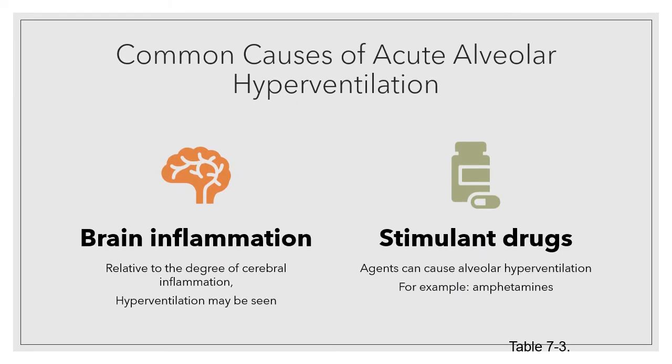More common causes of acute alveolar hyperventilation or respiratory alkalosis include inflammation of the brain. Relative to the degree of cerebral inflammation, hyperventilation may be seen. Another cause are stimulant drugs. Agents that can cause alveolar hyperventilation include amphetamines. These causes can be seen in Table 7.3 in Desjardins.